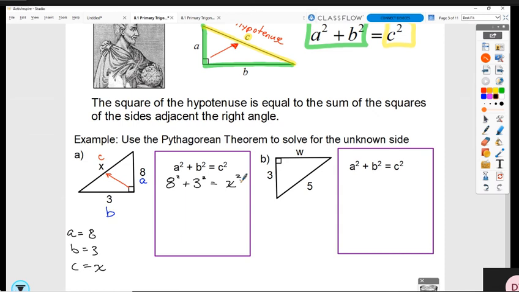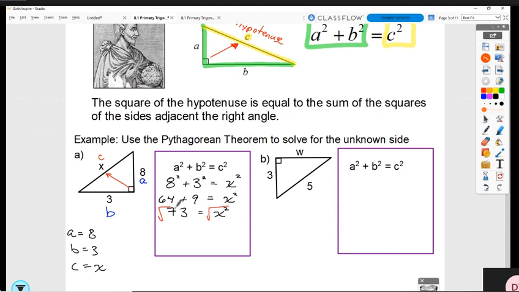Remember this? 8 squared is 64, plus 9, let's see, equals X squared. 64 plus 9 is 73. Now there was this very special step we did here to get rid of the square. How do we get rid of that square again? Yeah, we square root.